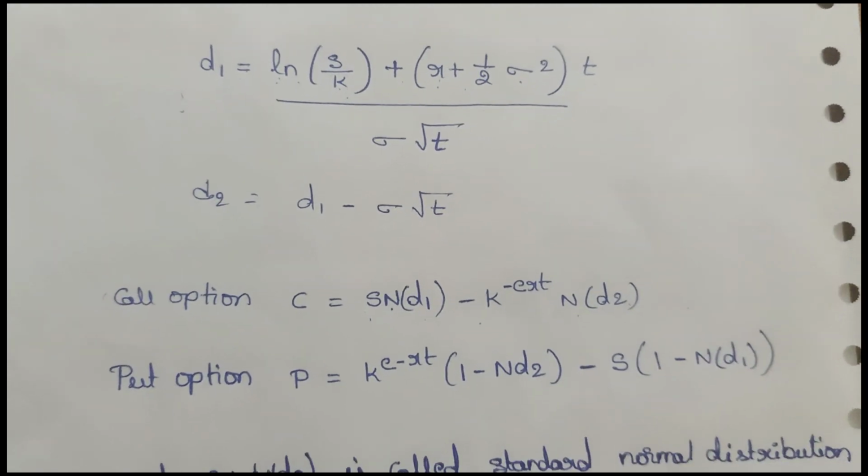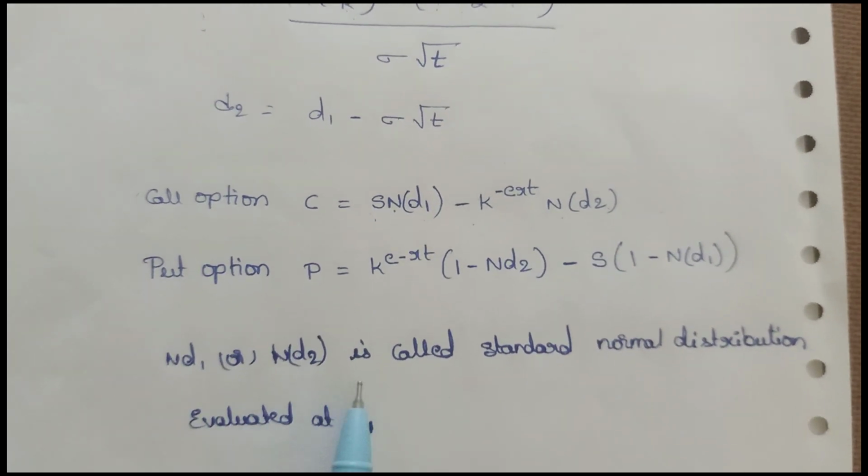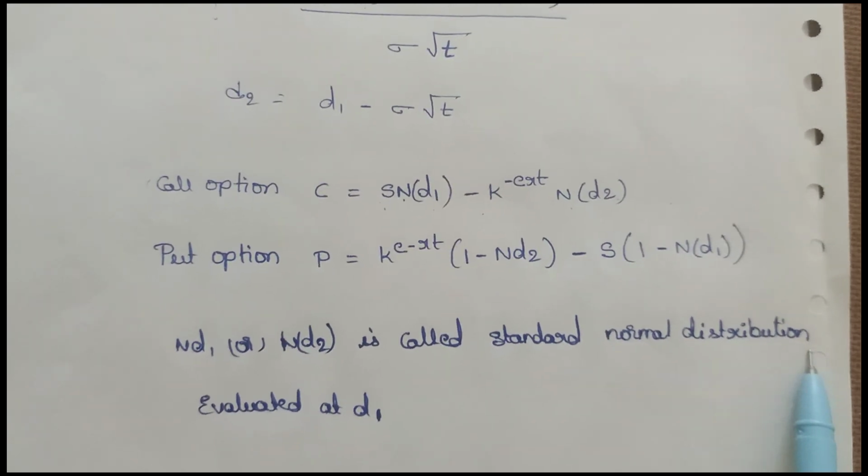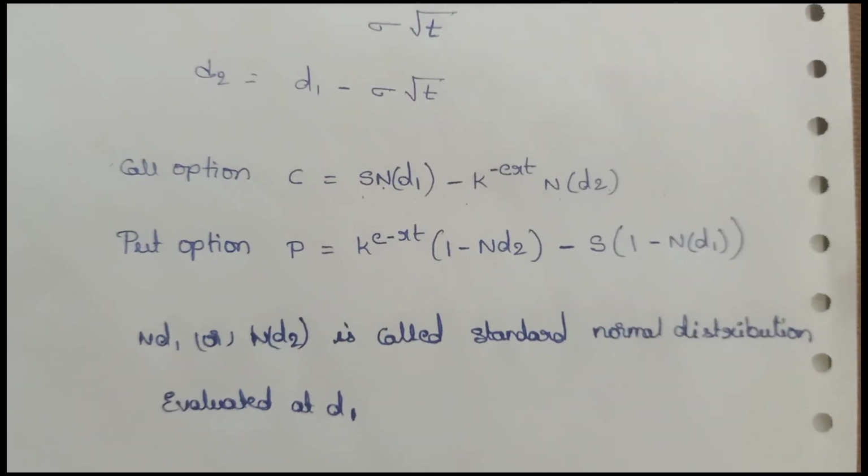Now here I mentioned so you understand what N(d1) or N(d2) is. N(d1) or N(d2) is called the standard normal distribution evaluated at d1 or d2.